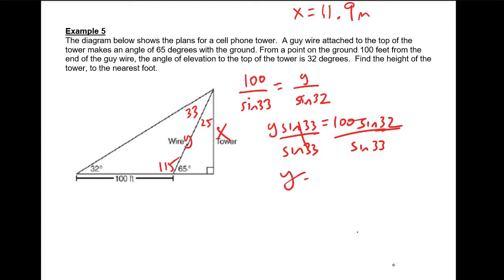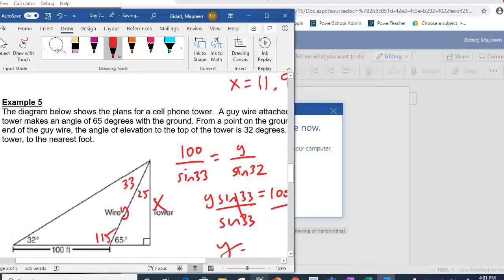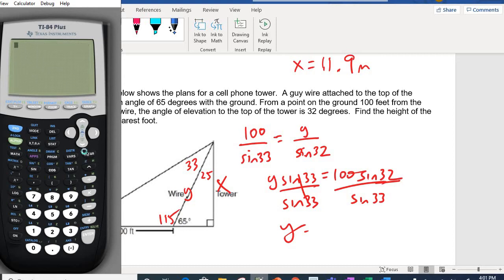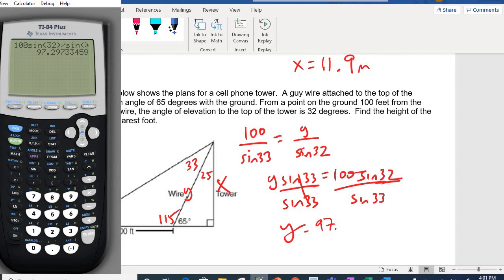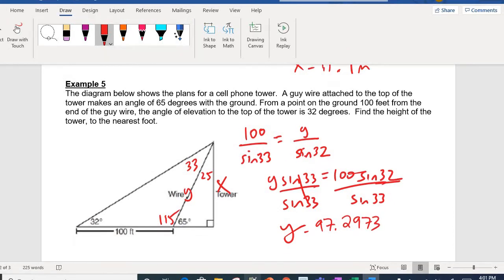Let's see if we can get my calculator going again. Okay, so now I'm going to type in 100 sine 32 divided by the sine of 33. And again, we want 4 decimal places, so I'll say 97.2973. We just do 4 decimal places to be safe. We want to make sure that we don't round too early.